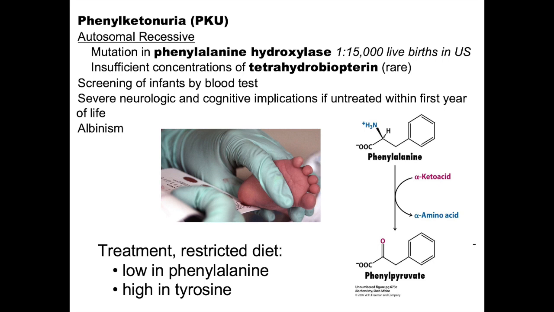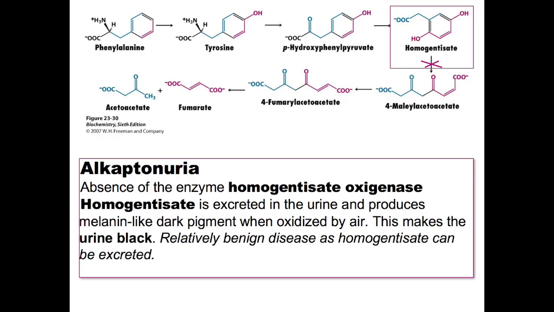The outcomes for phenylketonuria are severe neurologic and cognitive impairment if untreated within the first year. We have been screening infants by blood test for this disorder since the 1960s. The treatment for phenylketonuria is a restricted diet that's low in phenylalanine and high in tyrosine, and you can think about why that would be.